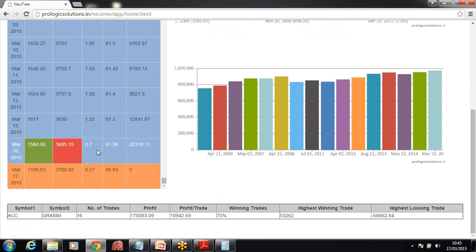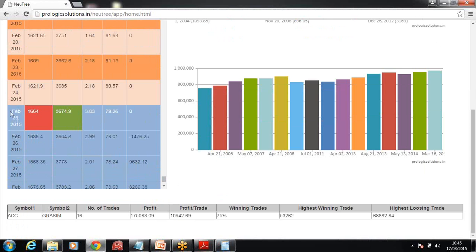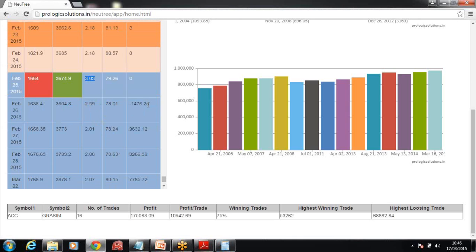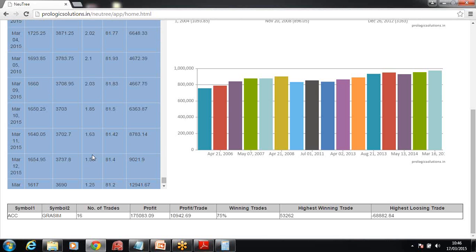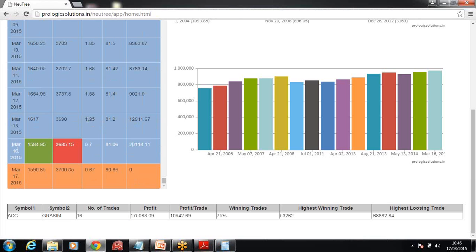So let me just come back to the present trade. This trade is closed actually. I was watching it yesterday, today it's closed. So what it said was on 25th Feb you should short ACC and you should buy Grasim. Your Z score was 3.03. The next day it came to 2.99, so 1476. Next day it came to 2.06. Likewise, it came down and went up, and overall 1.25. I thought it was a good trade yesterday. 12,000 was a profit, but today it's actually closed. Sorry, it closed yesterday.